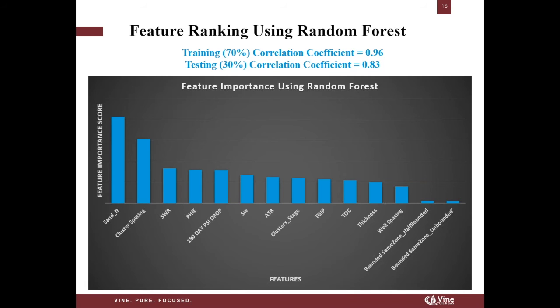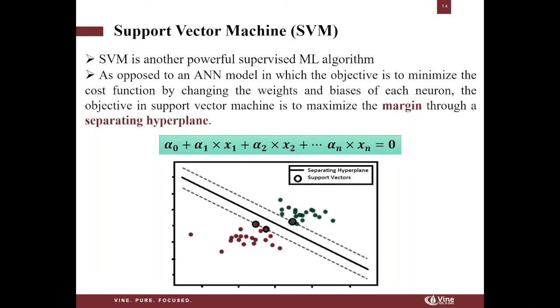So next, support vector machine. So I'm almost done. I'm just going to go through what support vector machine is and then go through some of the results. So in support vector machine, basically what we're doing is we're trying to maximize the margin between these support vectors. As you can see here, you have a classification problem. You have the red dots and the green dots. And the idea is to maximize the margin through a separating hyperplane.